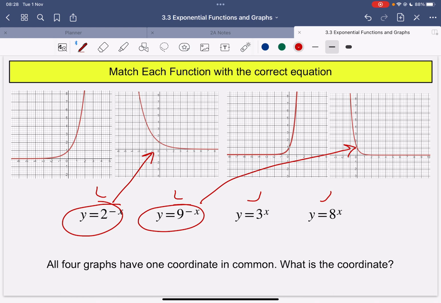Now the same thing happens here. This is the steepest graph, and I believe that this is steeper than this one. All the graphs, they all go through 0, 1. That's something that's common to all the graphs until I start doing the transformations.